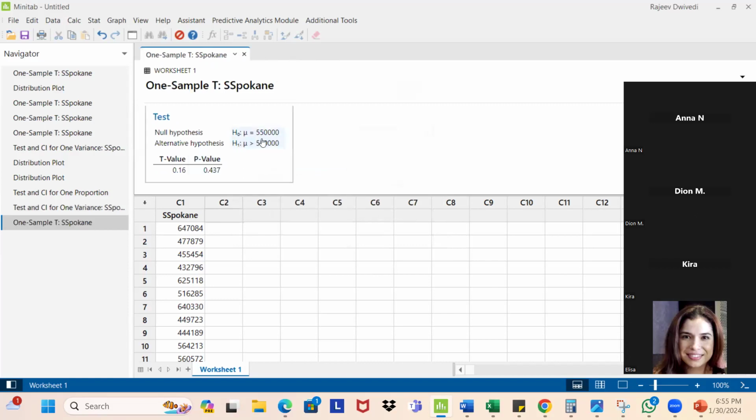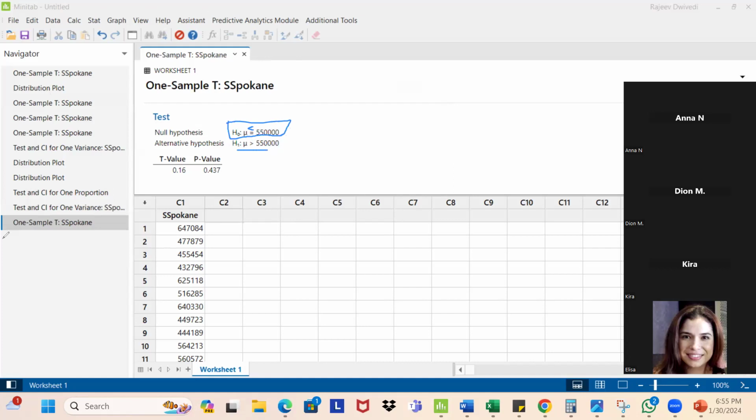So you can read this: mu equal to 550,000, alternative is more than 550,000. No, alternative is not correct, null is. If you see the slides, in this case the null is written like this: equal to and less than. So basically two symbols are used: less than or equal to, and alternative is greater than.